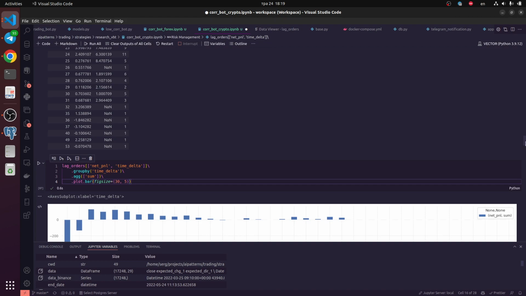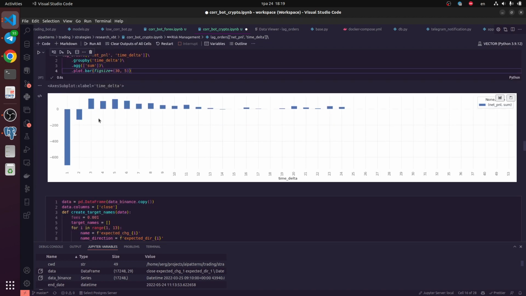Okay, let's do it. And you see the best parameters are here. It's about 3, 4, 5. After 5 bars we have some decrease in PNL, and when we have 12 bars our PNL is minimum. It means we could improve our strategy if we hold positions about 5 bars.